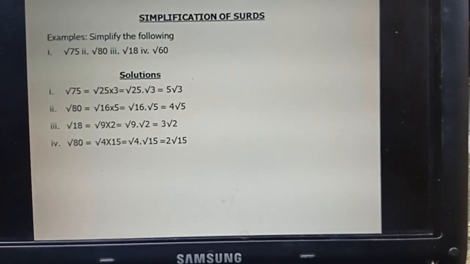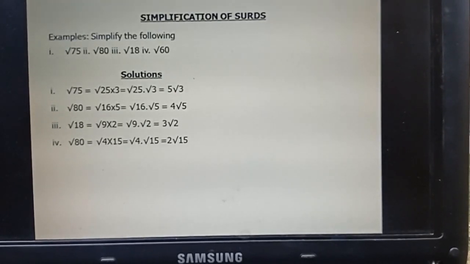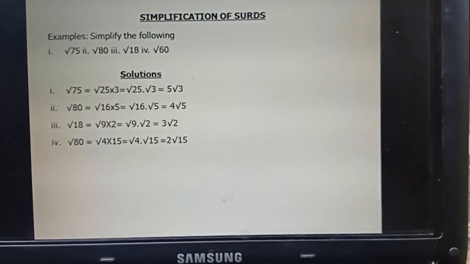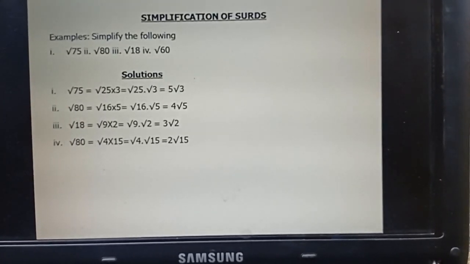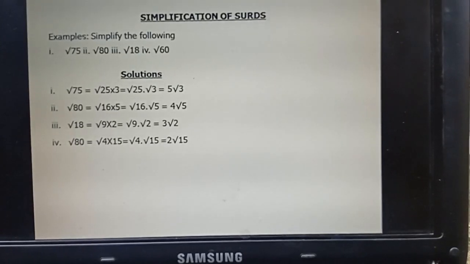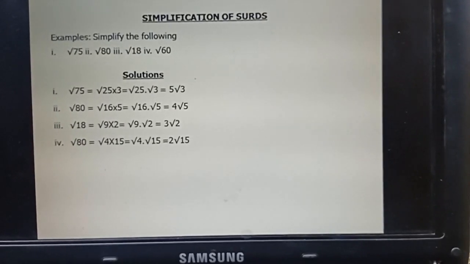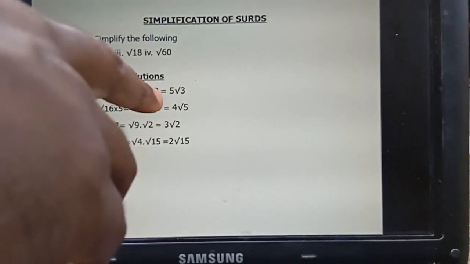Let us take it one by one. Square root of 75: we are going to break 75 down. 25 times 3 will definitely give you 75. Do you get it? So when you break it, then you find the square root of that 25. Square root of 25 is 5, so we have 5 root 3. You see, you clear the square root of 25, and what remains is root 3.